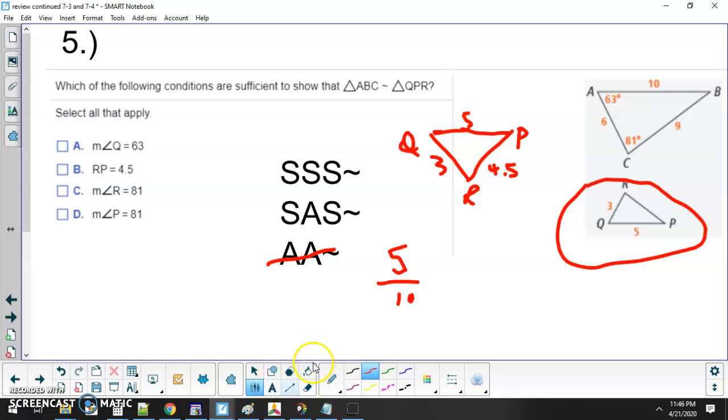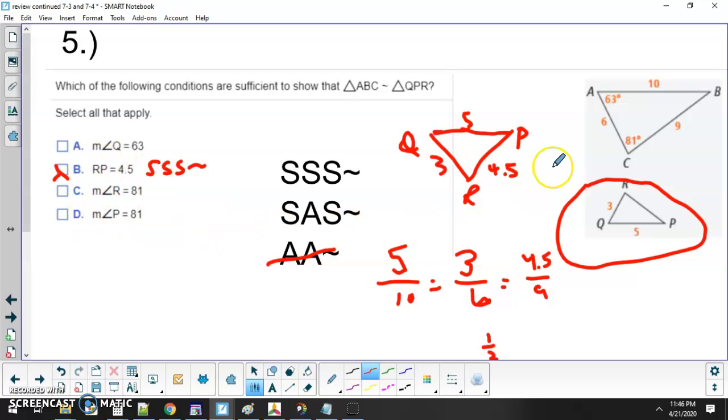So is 5 to 10 the same ratio as QR to AC? That's 3 to 6. And then the other two would be 4.5 to 9. So look at those ratios. Are they all the same? If they are, then we have a similar figure. And guess what? They all reduce to a half. So if we have RP, we would have side, side, side similarity because all the ratios would be equal to a half.